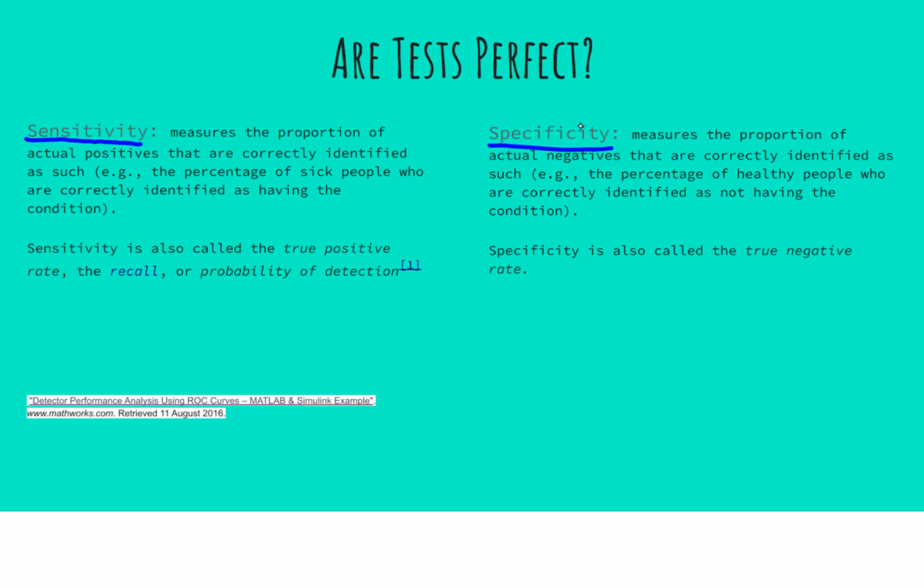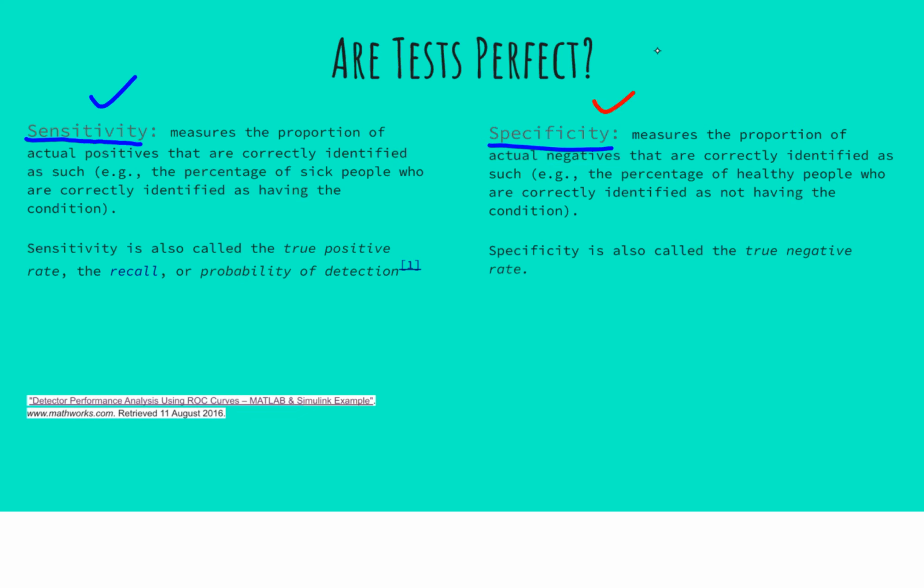So sensitivity measures the proportion of actual positives that are correctly identified as such. You could think of this as meaning a person who walks into the doctor's office actually has COVID, and sensitivity is the likelihood that the test will come back as a positive result.